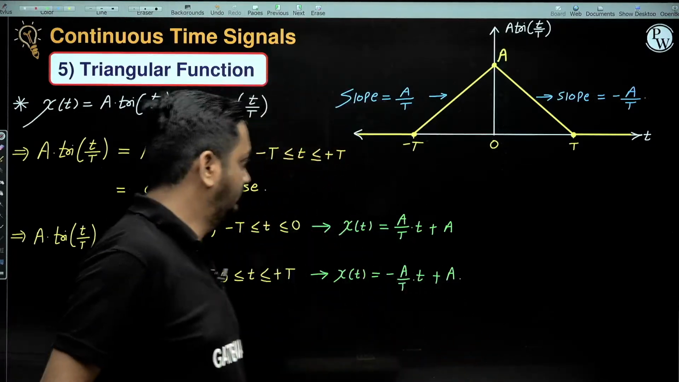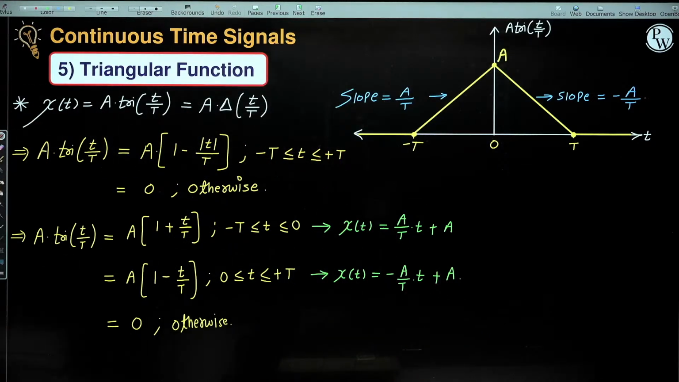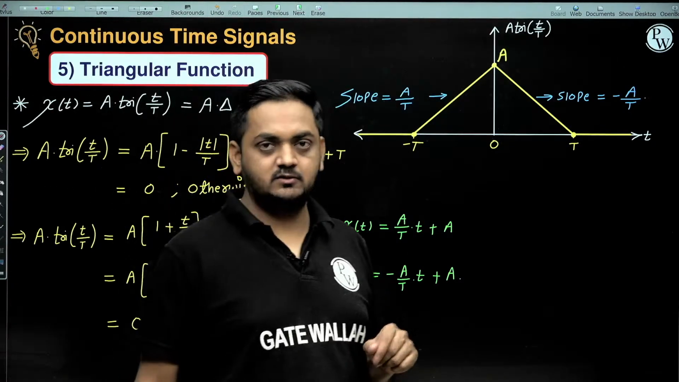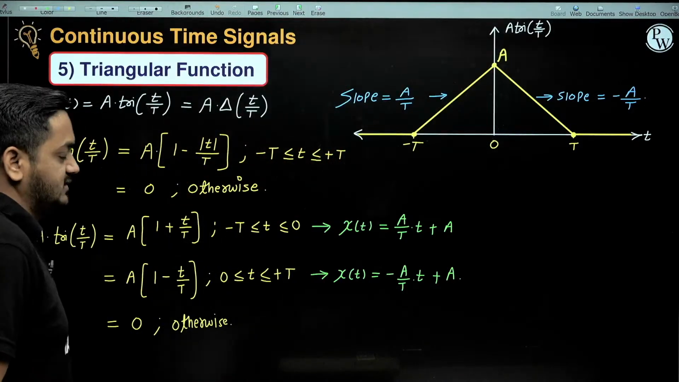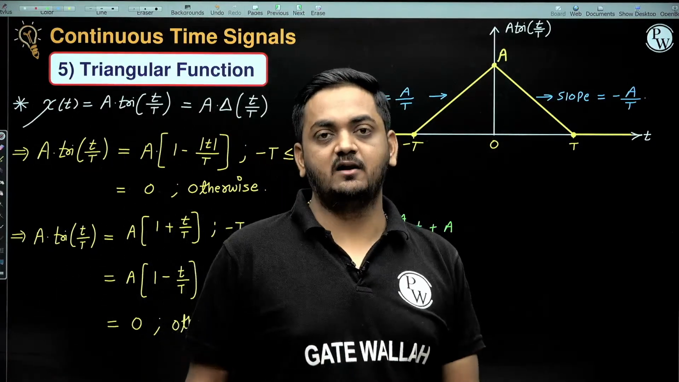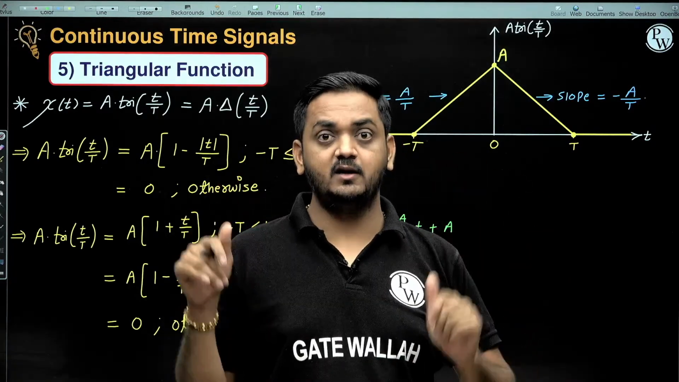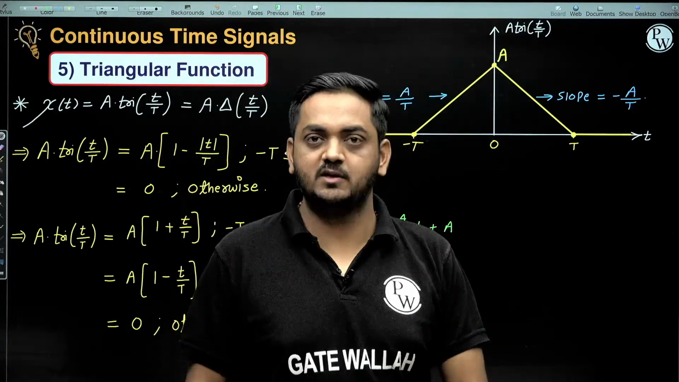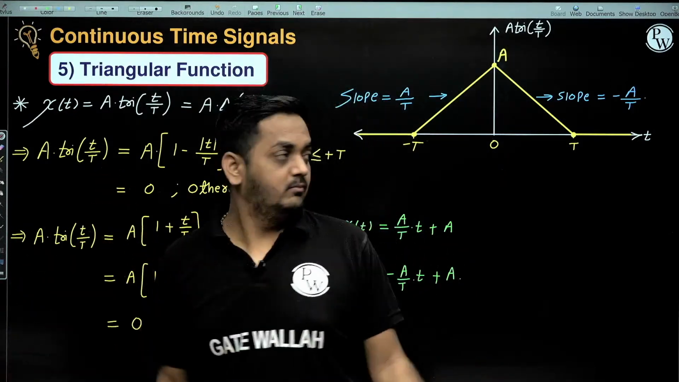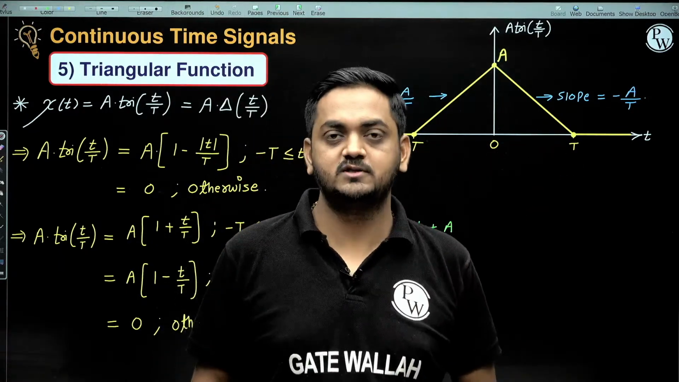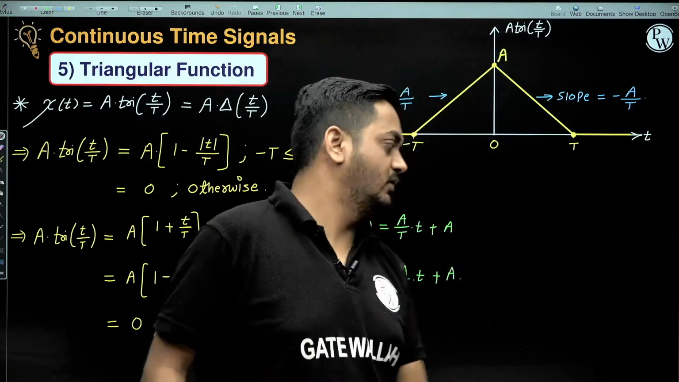So this is what, guys? This is not the rectangular function. This is the standard triangular function. In the rectangular function, the limit is minus T by 2 to plus T by 2. But here the limit is minus T to plus T, guys. Remember this thing. Here, starting from minus T, ending at plus T. In the rectangular function, minus T by 2 to plus T by 2. So this is the difference that you have to remember. Fine.